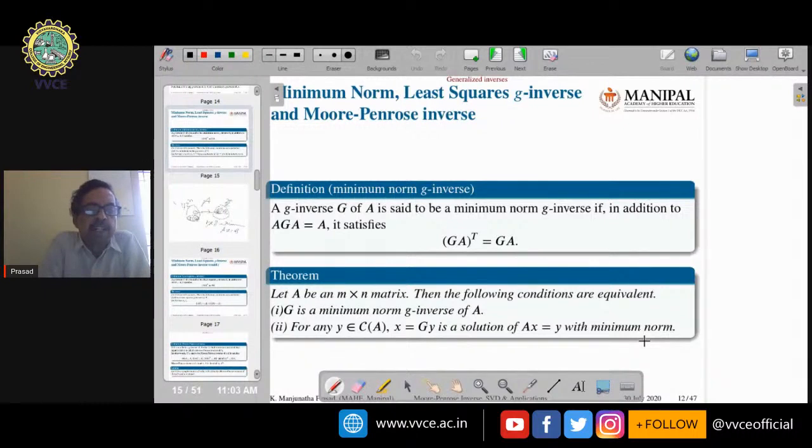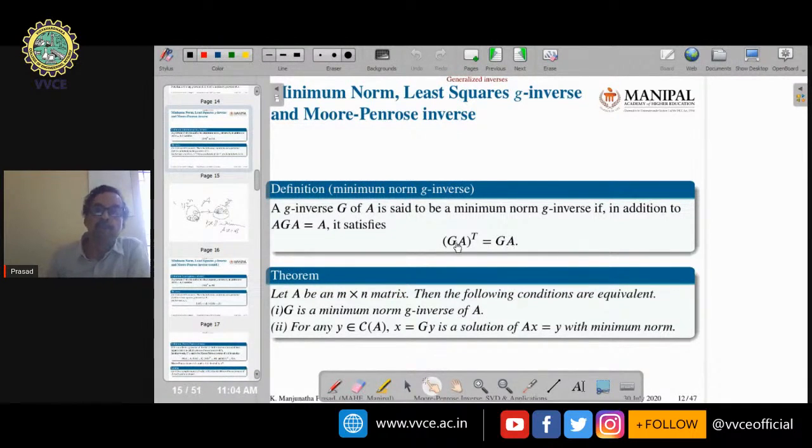So in that context, we define the minimum norm generalized inverse. A generalized inverse G of A is said to be a minimum norm generalized inverse if, in addition to AGA = A, it satisfies (GA)^T = GA. Look into this condition carefully. GA is idempotent, I told you earlier. Taking GA multiplied by GA again, I get GA. So GA is idempotent. Here I have (GA)^T = GA. That means it is symmetric or Hermitian. It is Hermitian and it is idempotent. That's why it is an orthogonal projector. GA is an orthogonal projector.